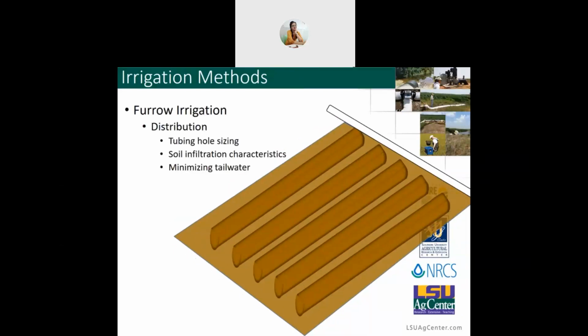When we consider furrow irrigation, we want to be as efficient as possible, and the things we look at are the distribution of the water through the field, which is affected by the hole sizes in the white tube. Also, the soil infiltration characteristics: how fast that water moves through the field and whether it can actually infiltrate. And also, we want to minimize tailwater, because water that runs off the field is taking nutrients with it, and it is not beneficial to that crop. So we want to minimize tailwater by cutting off the well when it is appropriate.